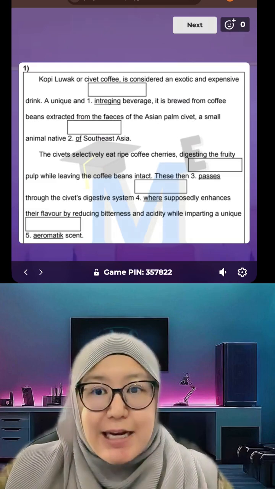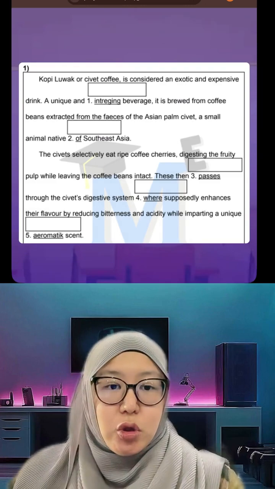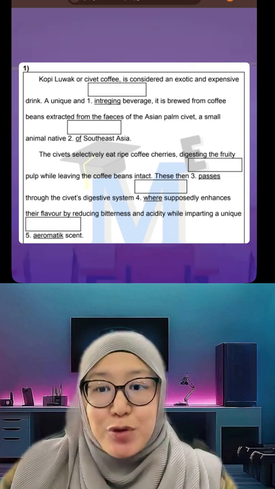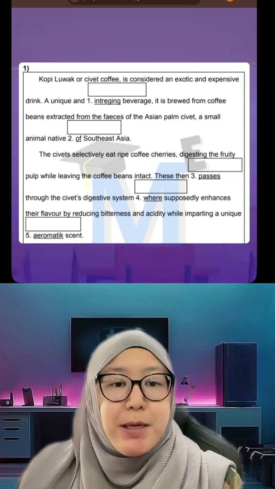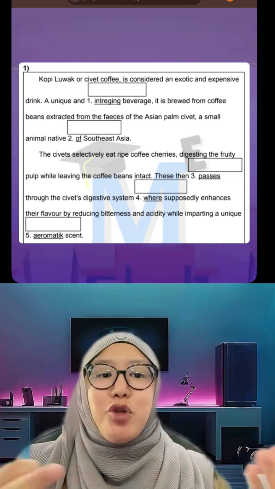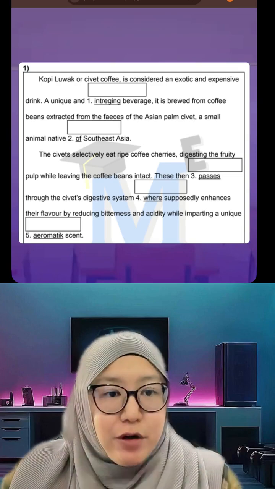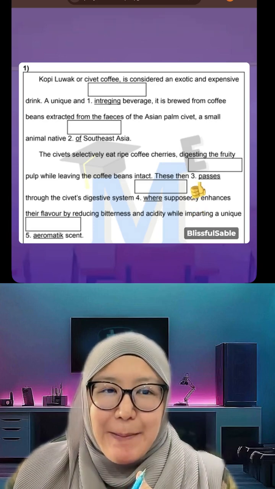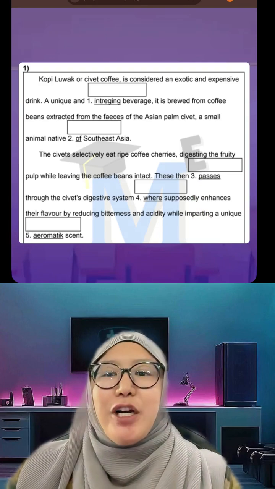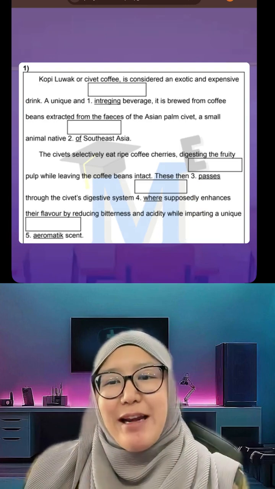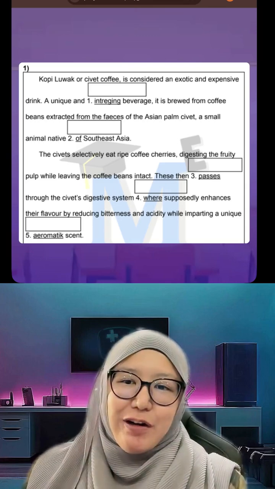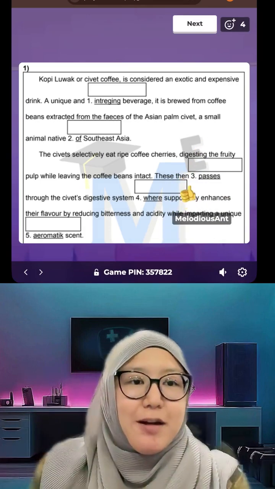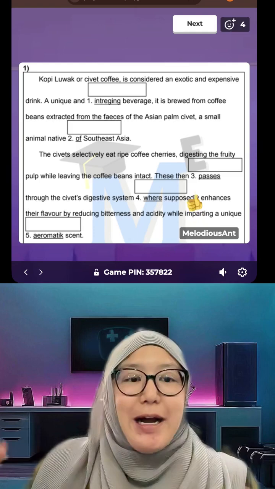So the first set is about kopi luwak. If you are a coffee enthusiast, I'm pretty sure you're familiar with kopi luwak, but I'm not sure whether you have tried it or not. I personally haven't tried it, and I might be keen to try it, but I'm not sure about it. Because let's see the background of kopi luwak. Where did this kopi luwak come from?